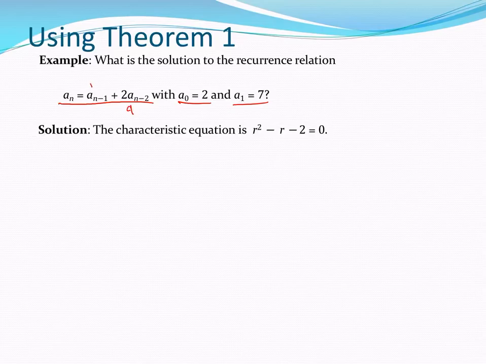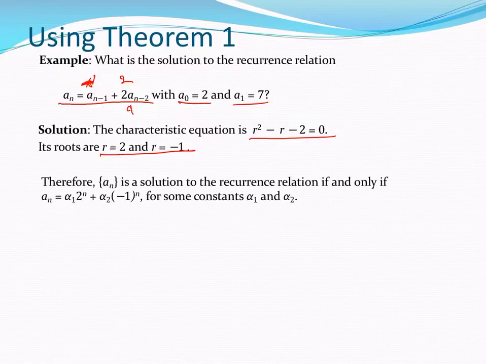That's a 1 there and a 2 there, so we're going to get a -1 and a -2 here for my coefficients. And if I need to factor that, I get the roots are 2 and -1. So I can write down the form of my solution as alpha 1 times 2 to the n plus alpha 2 times -1 to the n. And now we will solve for the alpha 1 and alpha 2 using the initial conditions.